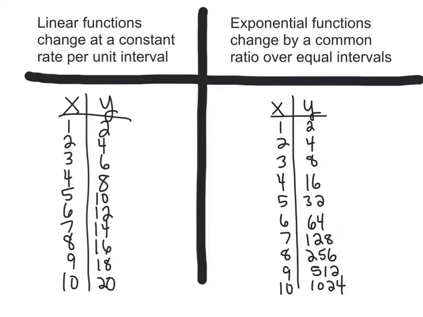All right, linear functions change at a constant rate per unit interval. As you can see in this table, my x columns on these two are going to be the same, but you can see what's going on with the y. Every single time, the y is just increasing by 2. That is an example of linear. Over here it says exponential functions change by a common ratio over equal intervals. So again, my 1 through 10 in my x column remains the same, but notice what's happening in my y. It's being multiplied by 2 every single time. So it's getting exponentially larger each time by a factor of 2.